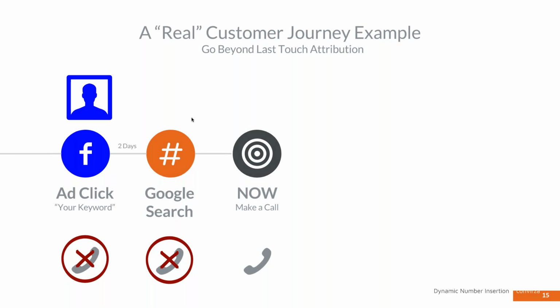Here's another example of a journey. You click on a word, you do a search, now make a call. In order to capture that, you've got to be able to see the entire journey if you want to attribute all of these subsequent visits, right? And that's the beauty of what we call first touch attribution versus last touch. And that is the real power behind visitor level DNI, is that you're able to capture that.